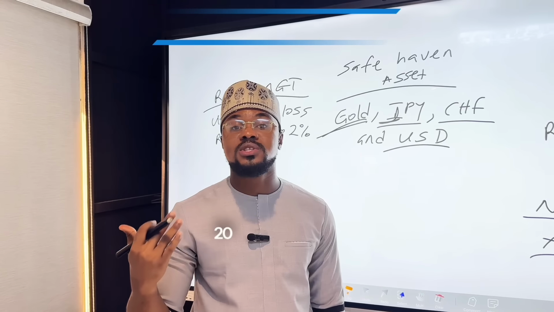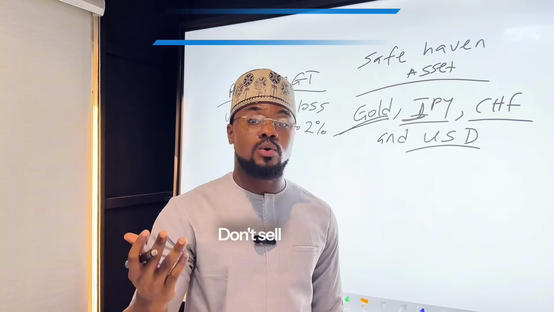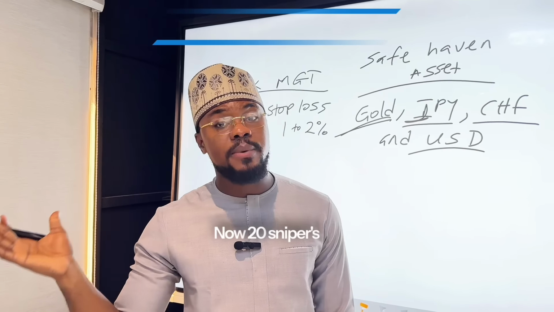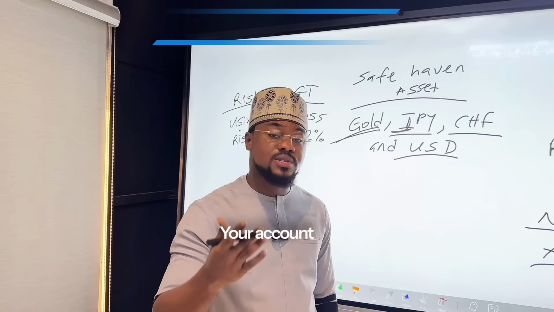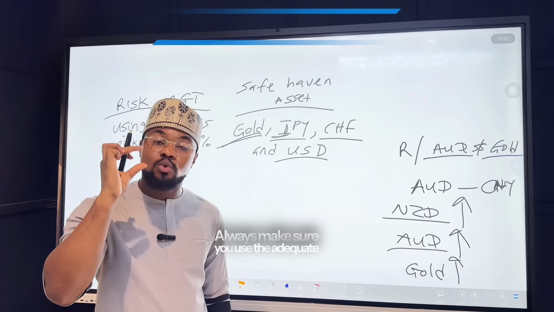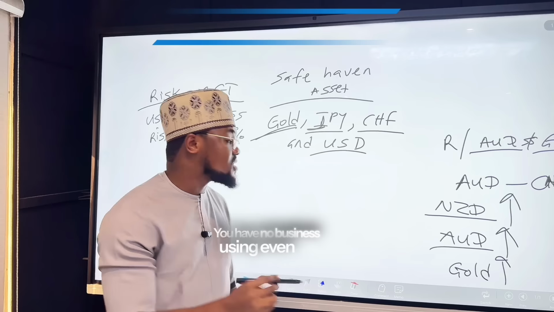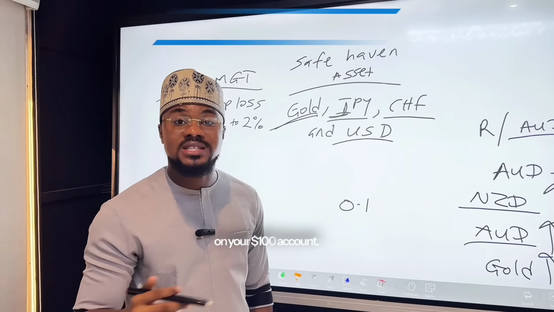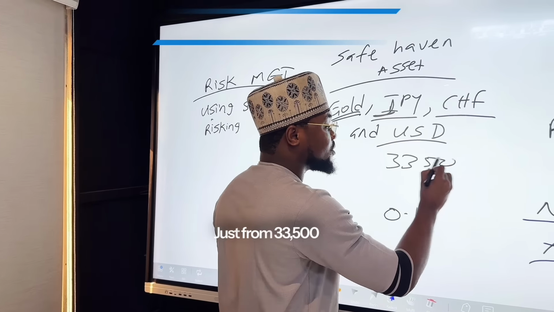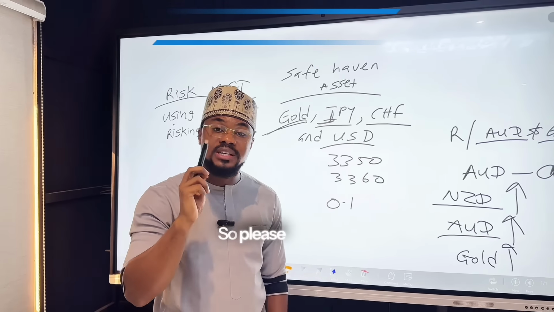Don't buy gold because you see Tony Sniper telling you to buy gold. All of a sudden, on a $100 account, you use one lot. You will blow your account. Don't sell gold because Tony Sniper says sell gold and you use 2 lots. Now, Tony Sniper's account might be 10,000, might be 20,000. Your account is $100. So if you use the same lot size, you'll end up losing your account. Always make sure you use the adequate lot size when trading gold. Always respect risk management. You have no business using even 0.1 on a $100 account. That is very risky because at 100 pips your account will blow. And what is 100 pips? Just from 3350 to 3360. You've blown your account. So please and please take note of that.